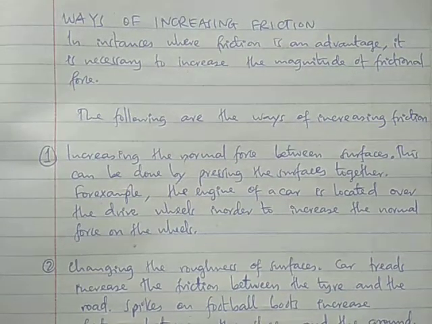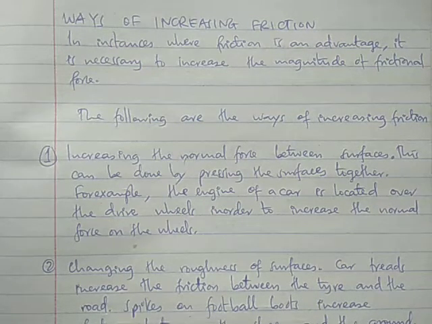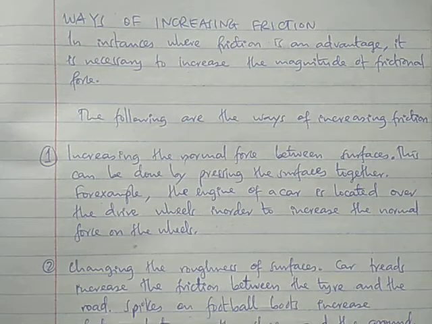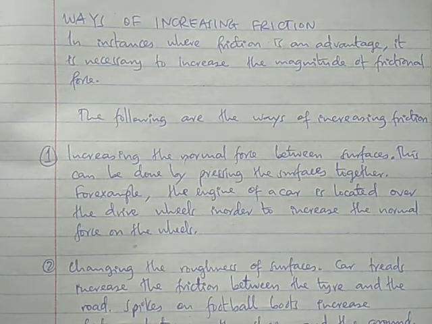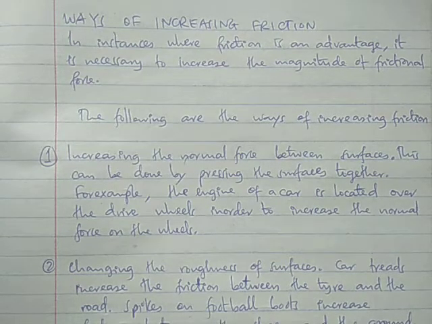For example, one among the explanation questions, the conceptual questions which are asked in this part, unaulizwa kwamba the engine of the car is located over the driver's wheel in order to increase the normal force on the wheels. Swali inakuja, why is the engine of the car located on the driver's wheel? So you need to understand that it is in order to increase the normal force on the wheels.